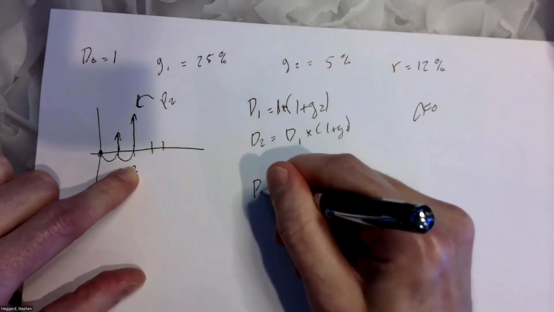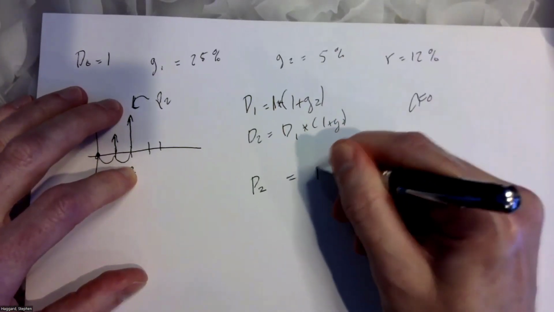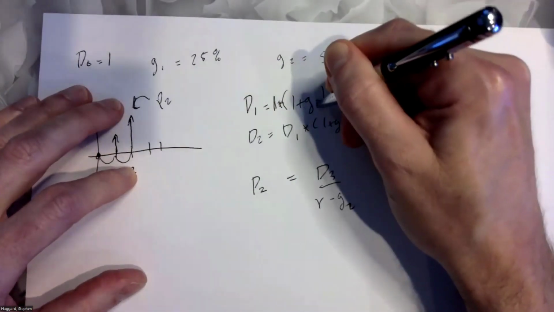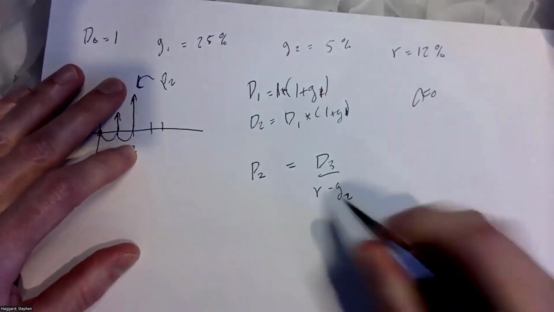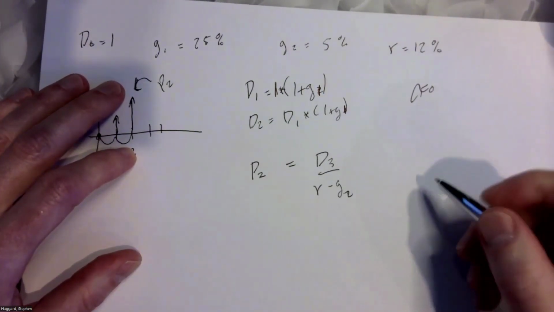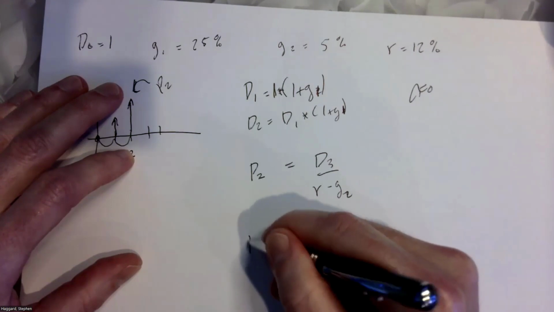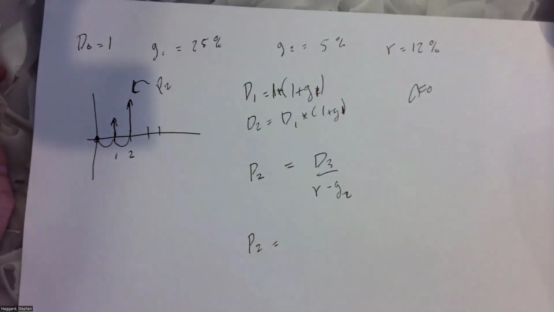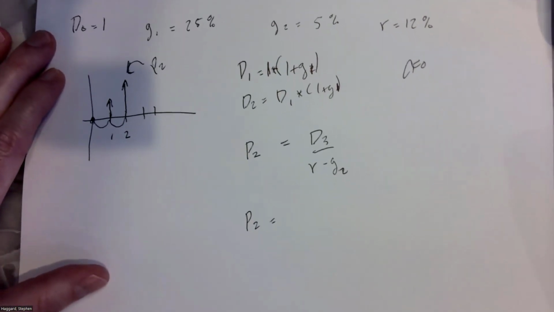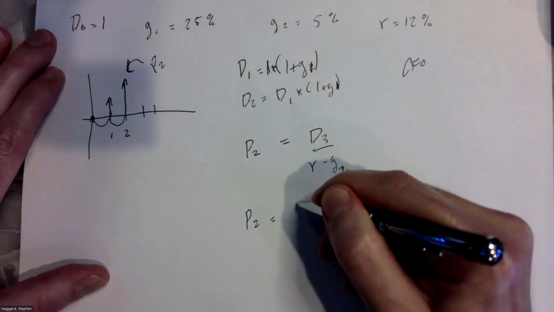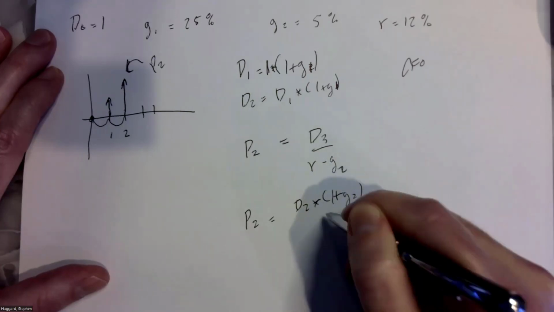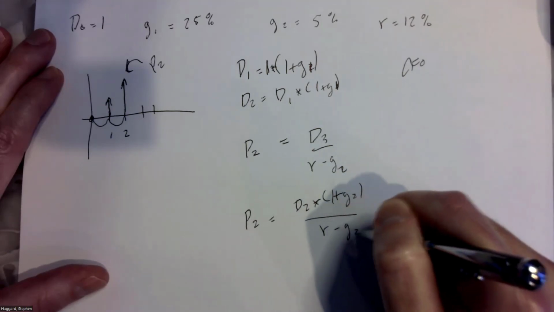Now we need to know P2. And P2 would just be D3 over R minus G2. Sorry, should be 1 up here. Okay, so this should be D3 over R minus G2. Do we know D3? Can anybody tell me how we're going to get to D3? By incrementing the dividends by the growth. Yeah, supernormal growth. Very good, thank you. And it's going to be the second growth rate. And so that's going to be what we do for P2.